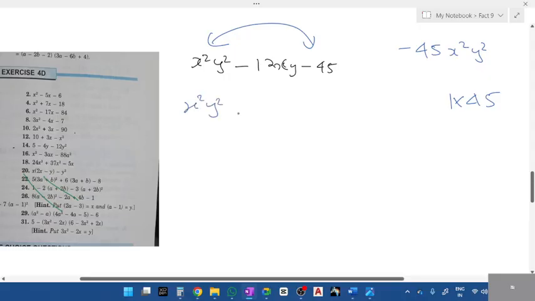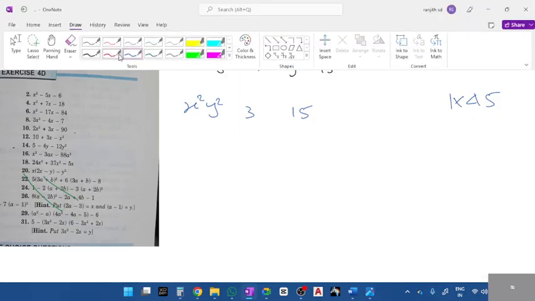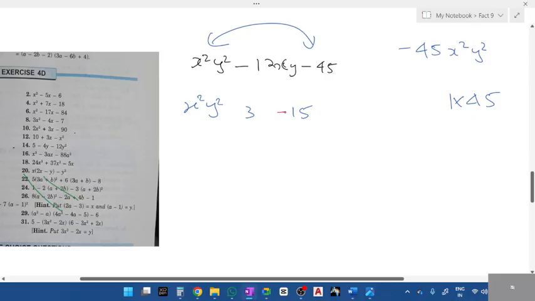Yes, x square, y square. What do you get? 3 and 15. And before 12, we have minus. Where should I put this minus, students? Right? Plus 3. What about this xy? Have you tried? Here. Can you see xy is given, right? Yes, for both. Xy is common. Xy plus 3 minus.